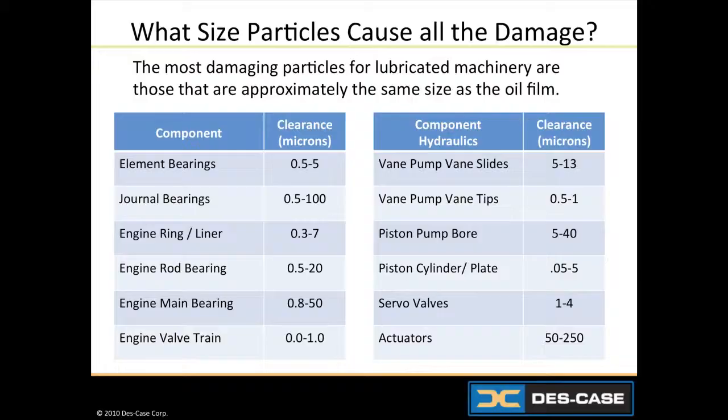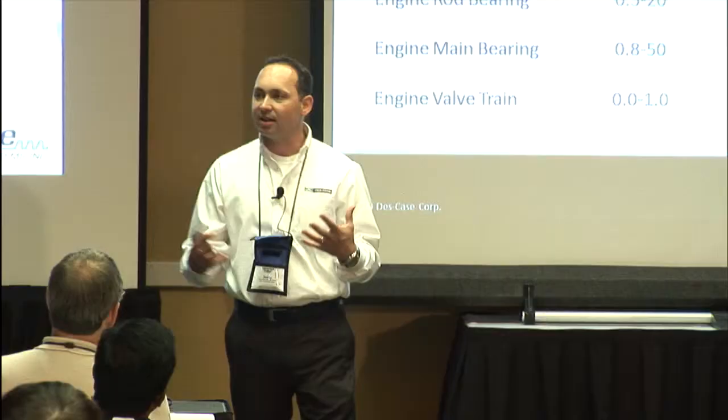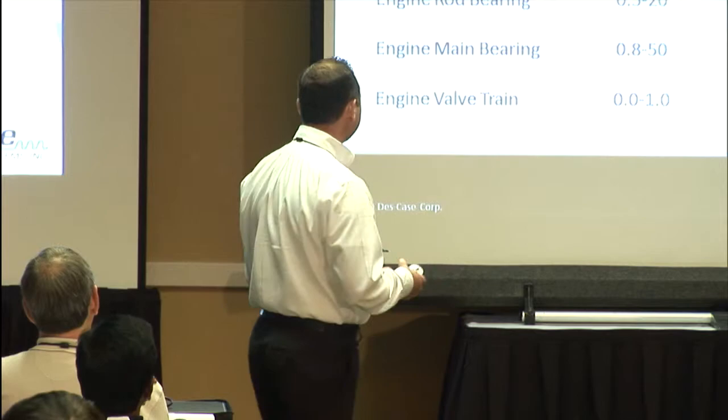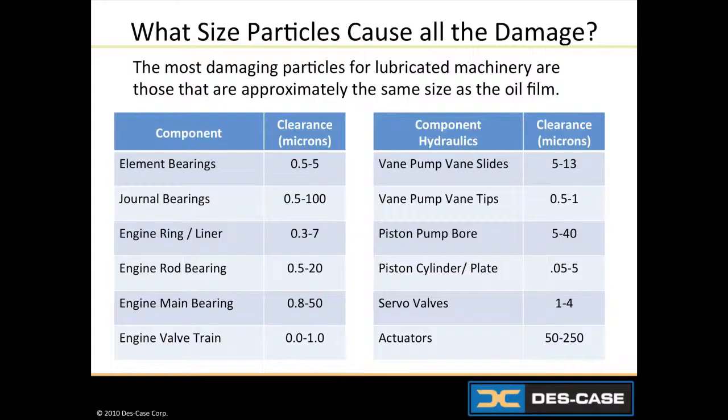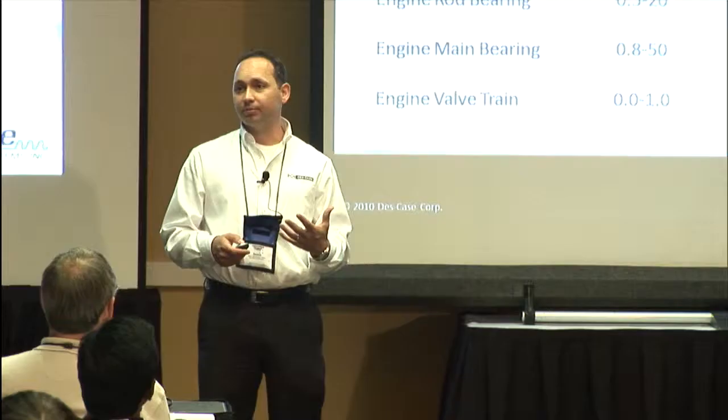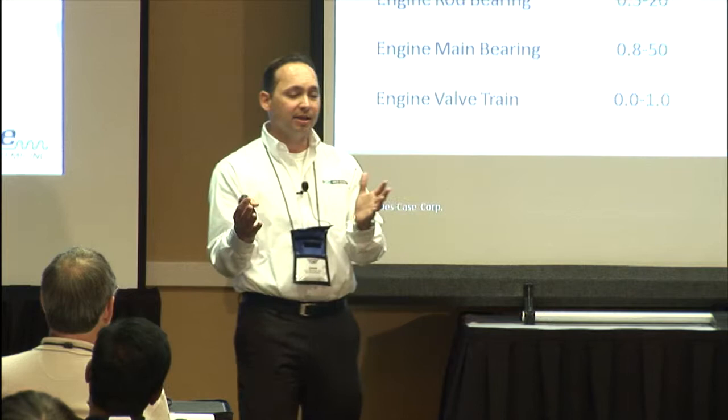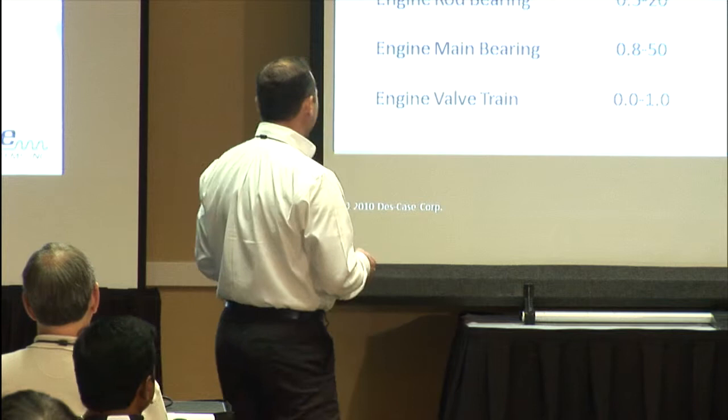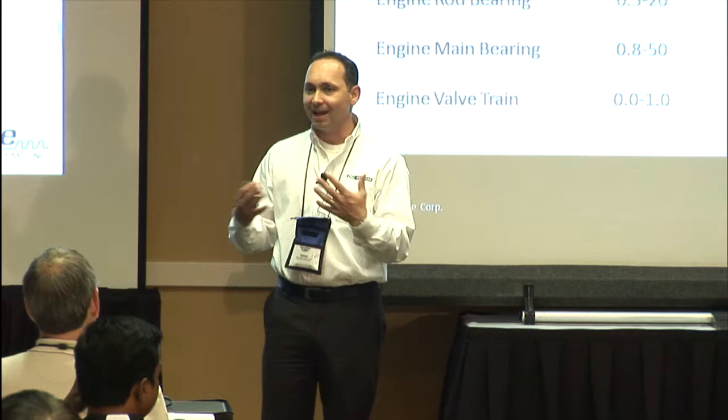So what size particles are causing these damages? We need to know something about the inside of our equipment. We need to know what our clearances are and what particles we need to focus on. The most damaging particles are the ones that are about the same size as the oil film. So we need to know what that oil film is, and we need to make sure that we maintain that oil film. There are a lot of ways that we need to do that. Viscosity is one of those ways, keeping contaminants like water and air out. We'll talk about that in a moment as well.